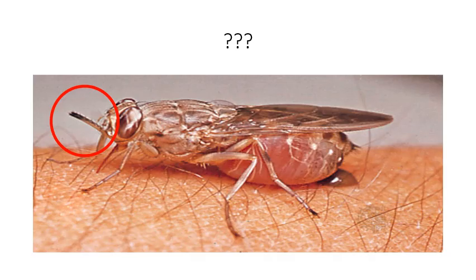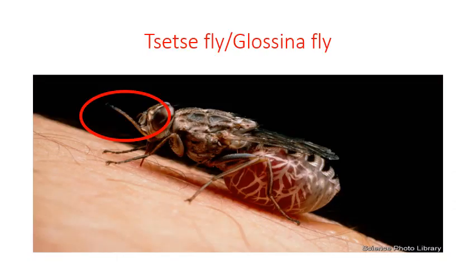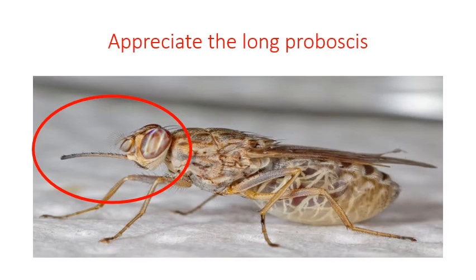Let's try to identify what is this fly. One of the unique features of this fly is that they have this long proboscis. Okay? Aside from the fact that their abdomen has markings which can also be used to identify them. Ladies and gentlemen, this is the tsetse fly or Glossina fly. Okay? Take a look at the long proboscis and the markings on the abdomen of the fly.